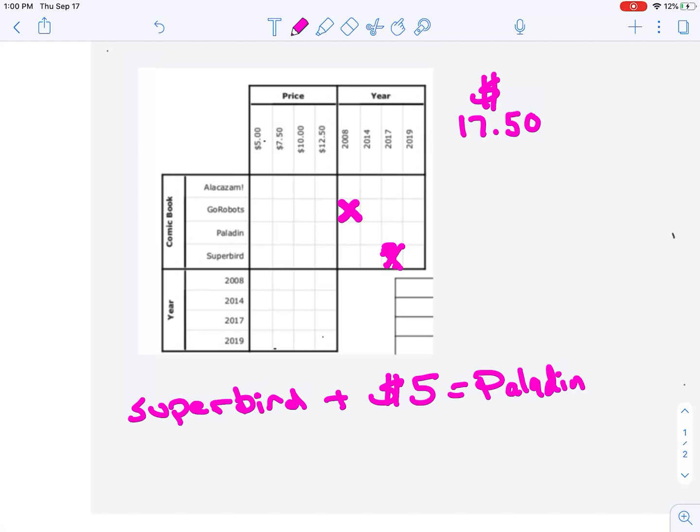Okay, we know that's true because of the fourth thing that they told us. All right, so the way that I'm thinking about this now is, Superbird can't be here because plus $5 is $17.50. That's too much. Superbird isn't that dollar value because that'd add up to 15, right? So Superbird must be either this one or this one, okay? Because $5 more than that is going to be Paladine.